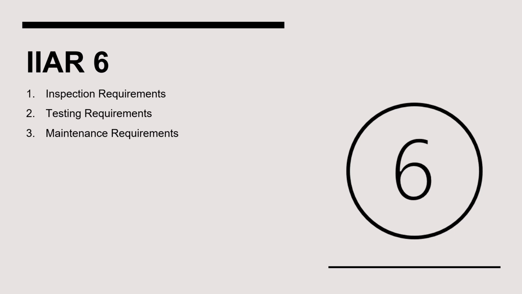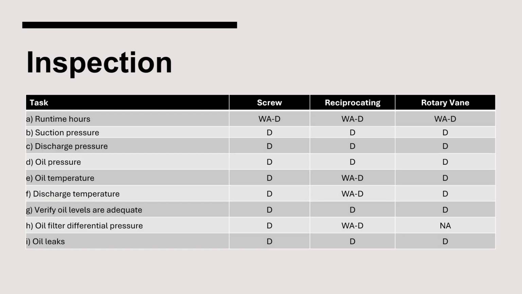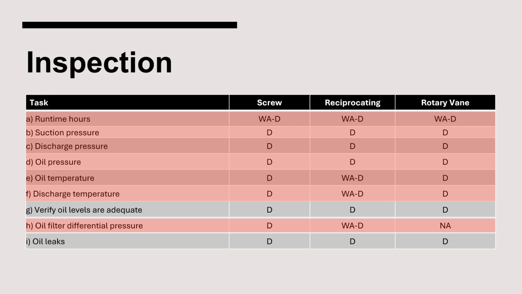Now, let's turn our attention to the inspection, testing, and maintenance, or ITM, requirements for compressors. These requirements are contained in Chapter 6 of IIAR Standard 6. On a daily basis, the following items should be inspected: runtime hours, suction pressure, discharge pressure, oil temperature, discharge temperature, and the oil filter differential pressure.